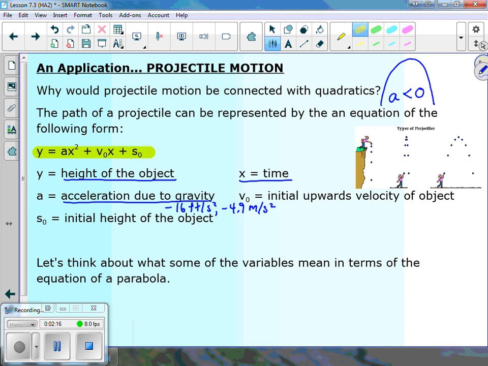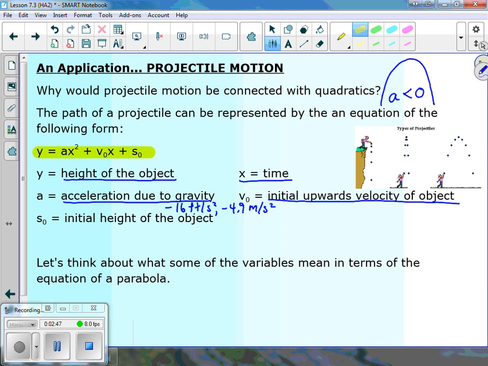V sub 0 stands for the initial velocity upwards of the projectile. So when we throw a projectile, it's normally done with some type of initial velocity when it leaves our hands, and then it goes up into the air and comes back down. If you drop an object from a certain height, there will be no initial velocity, and so the middle term, v sub 0 x, will actually completely cancel out.